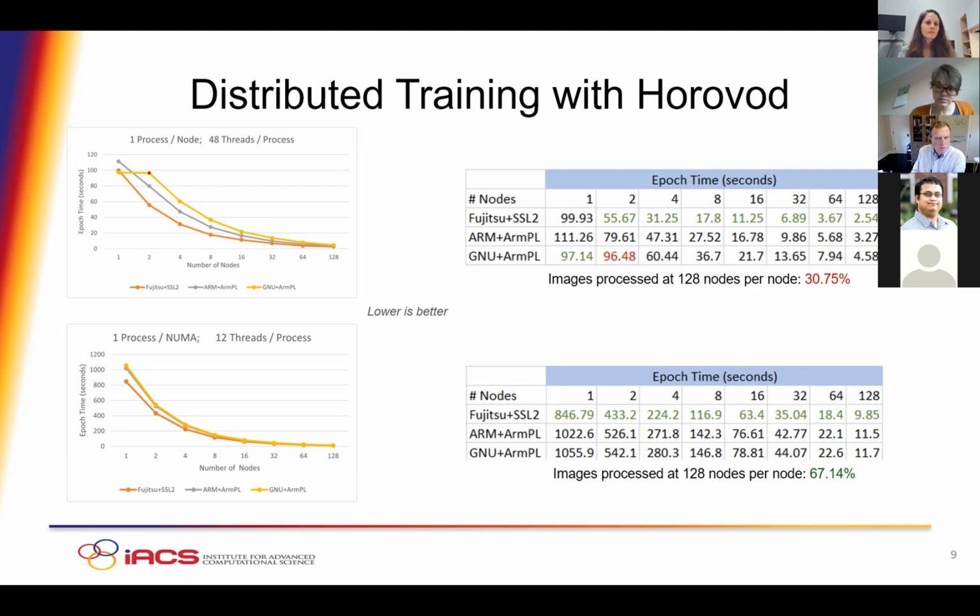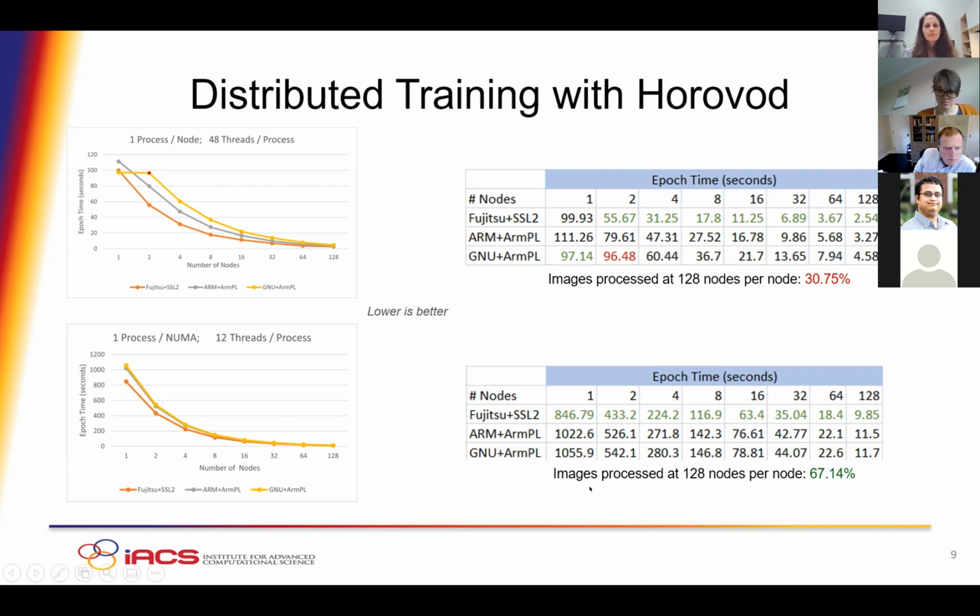Over here, I have not included OpenBLAS because I ran out of time and there was too much to compute. So to show the results, the images processed at 128 nodes was about 30.75% of the number of images computed for a single node. What that means is in the single node case, there were 500 images processed by this compiler, but at 128 nodes, it dropped down to 153 images per second per node, which is how we realize the communication bottleneck eventually steps in.